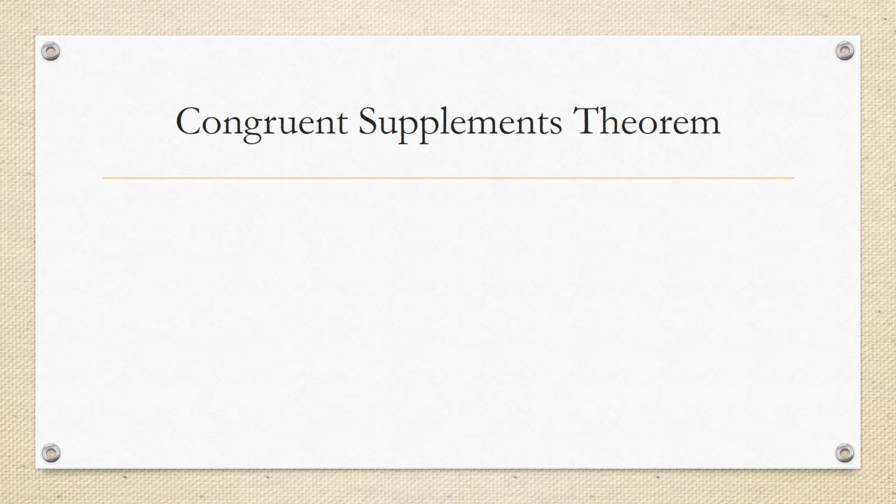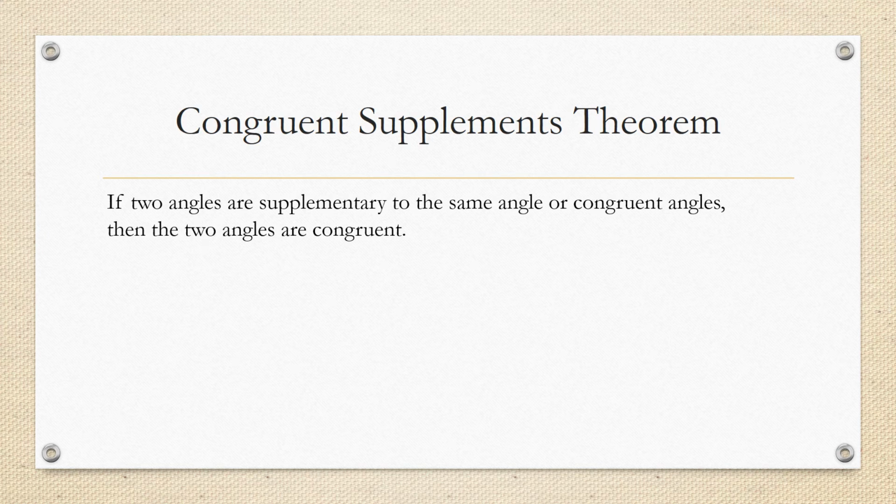Congruent supplements theorem. If two angles are supplementary to the same angle or congruent angles, then the two angles are congruent. Now take a moment to copy that down because I'm going to bring you a picture and an example using that picture. So again, if two angles are supplementary to the same angle or congruent angles, then the two angles are congruent.